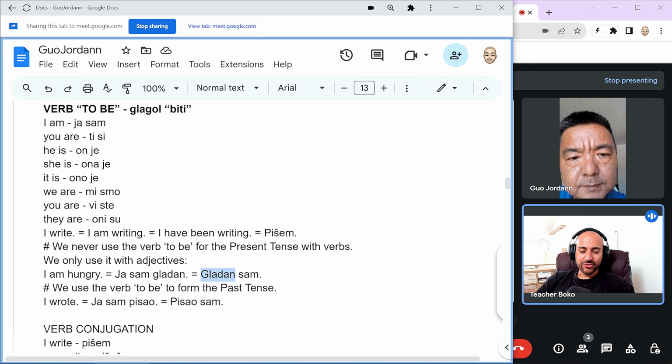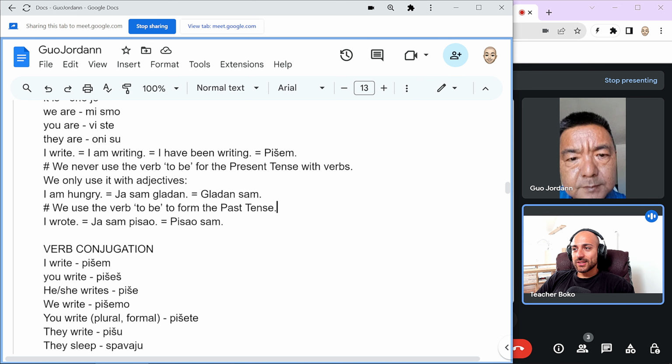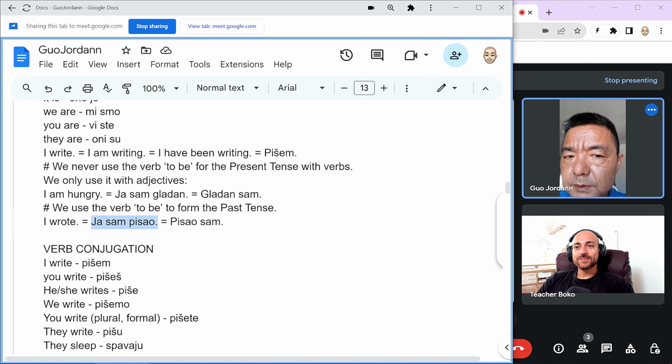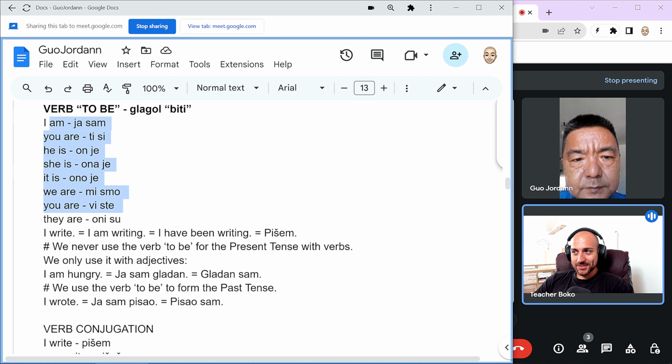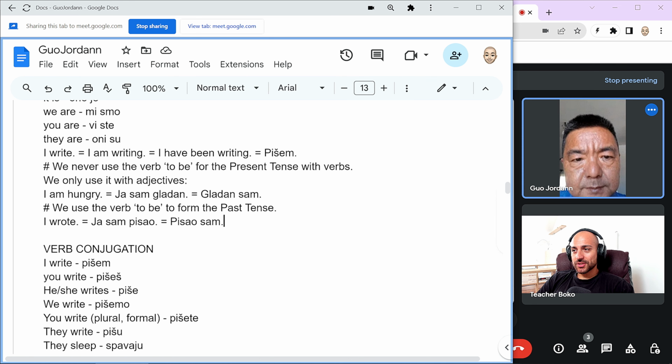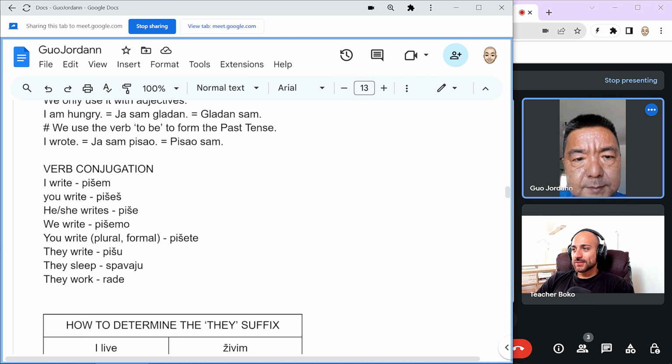The adjectives, of course, change through the genders. And just to mention, it's very important to remember this because we actually use the verb to be to form the past tense. When you say I wrote, we say sam pisao, or pisala. So we use the present form of the verb to be to form the past tense, which is interesting, but just to mention.